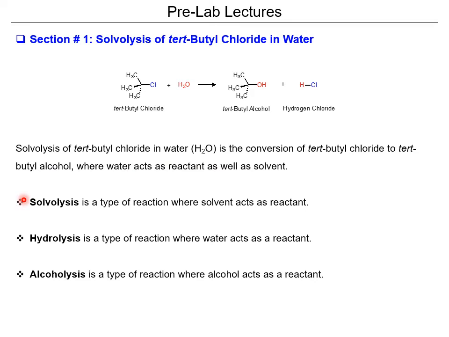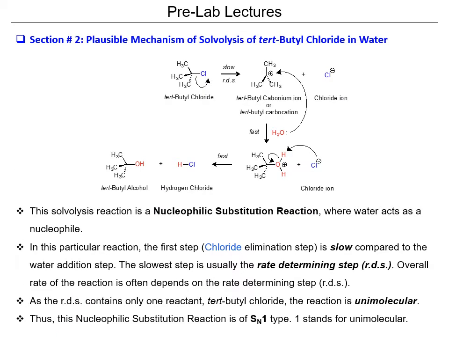So solvolysis is a type of reaction where the solvent, in this case water, acts as a reactant, and specifically if it's water, it's hydrolysis, which is where the water acts as the reactant. If you have a reaction where the alcohol is the reactant, then it's also alcoholysis. You can see on this slide a possible mechanism for how this reaction works.